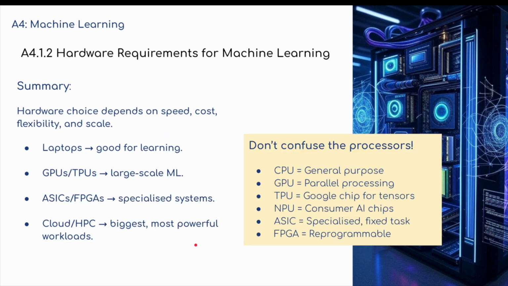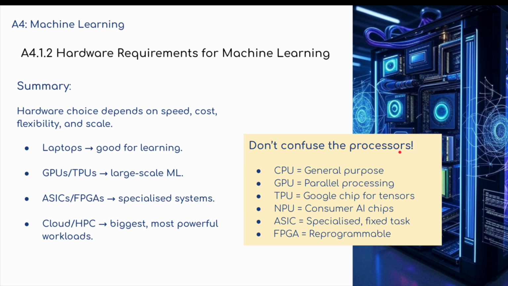Okay, so in summary, hardware choice depends on speed, it depends on cost, depends on flexibility, and it depends on scale. Laptops, obviously good for learning. GPUs, TPUs, large-scale machine learning. ASICs and FPGAs, specialized systems. Cloud, HPC, biggest, most powerful workloads.